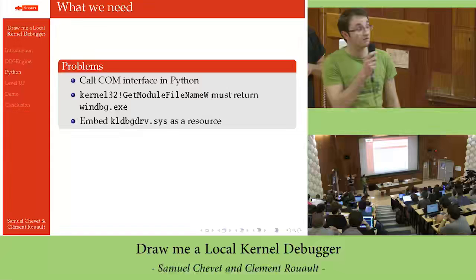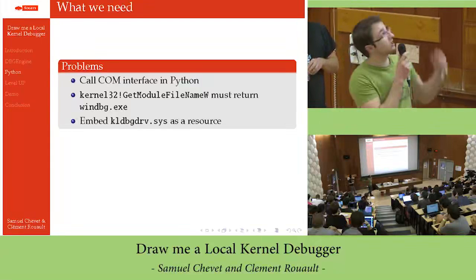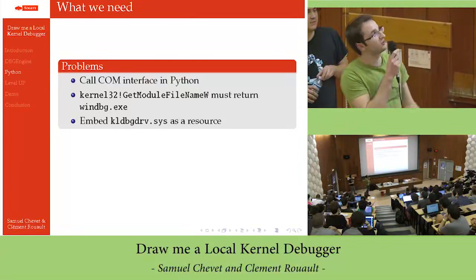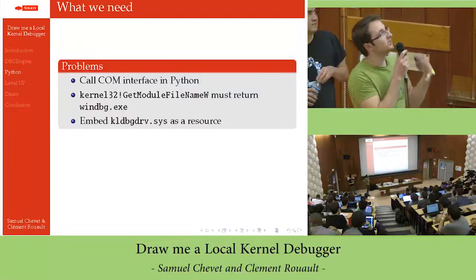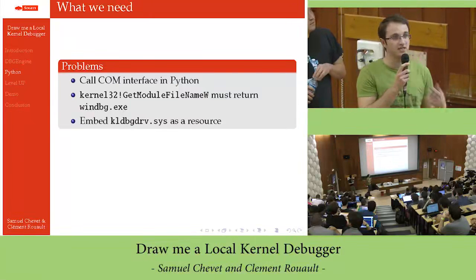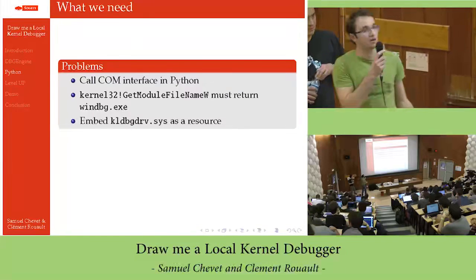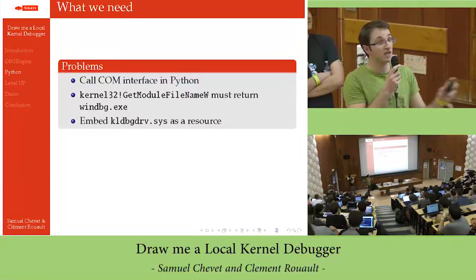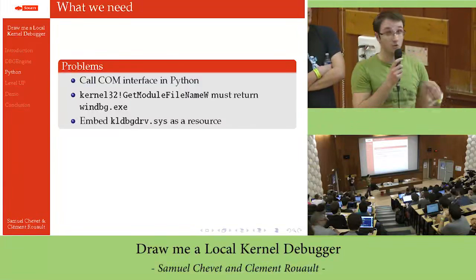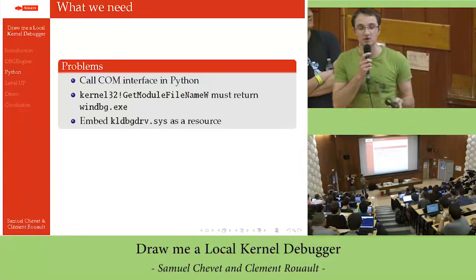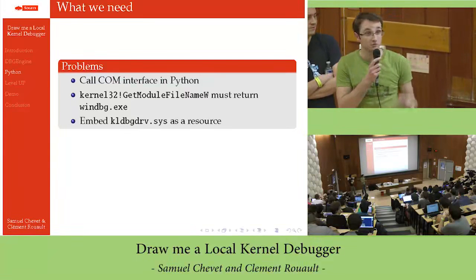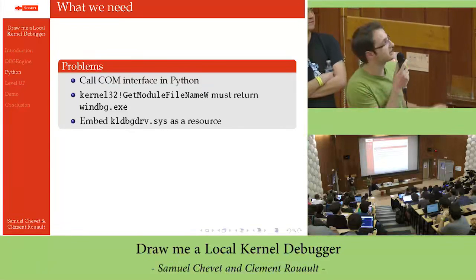So what are the problems we have and what do we need? We need to be able to call COM interfaces from Python. We need GetModuleFileNameW to return windbg.exe, and we need to embed kldbgdrv.sys as a resource. We won't take the easy path, which would be, yeah, we take python.exe, rename it WinDBG, and that's okay, and we can add the resource. It's like cheating, and what we want is to be able to use vanilla Python, so any Python installation, and be able to perform local kernel debugging from any Python installation.